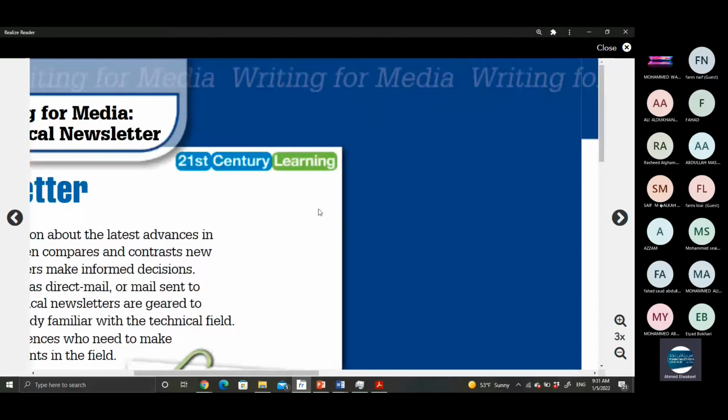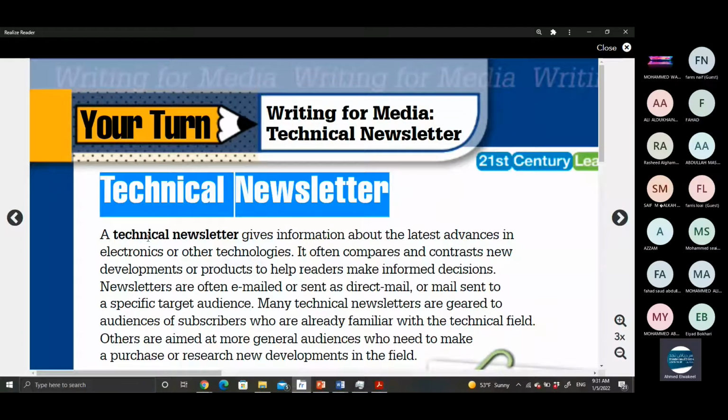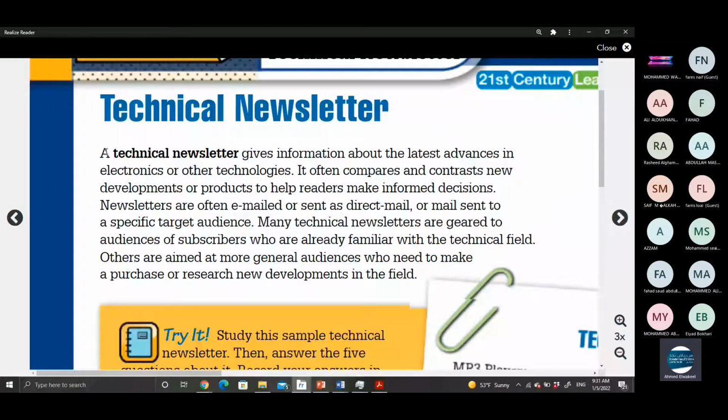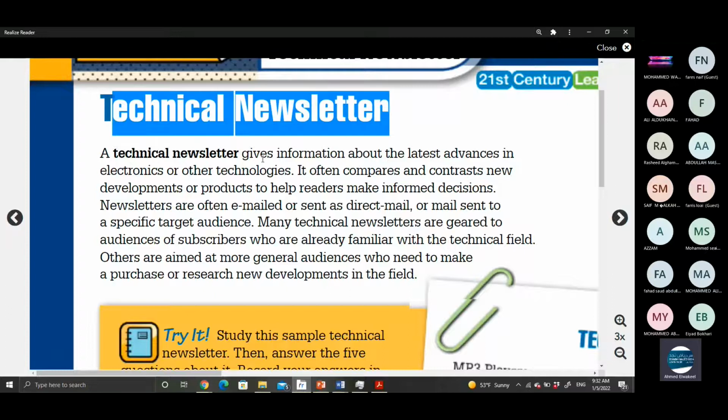Today we're gonna speak about the technical newsletter. We have defined the technical newsletter as letters which can give us information about the latest electronic devices, and they are often comparing and contrasting between new and old devices, or which is more likely to be bought by someone. For example, if I tell you, please send me a technical newsletter about both iPhone 12 and iPhone 13, and which one shall I purchase or buy? So you're gonna send me a direct email telling me about the pros and cons of each one of them.